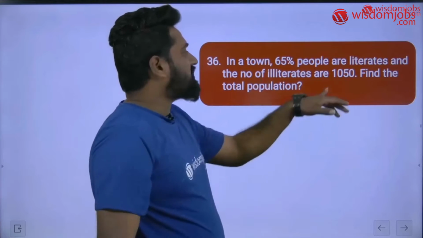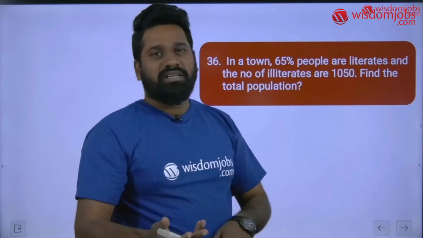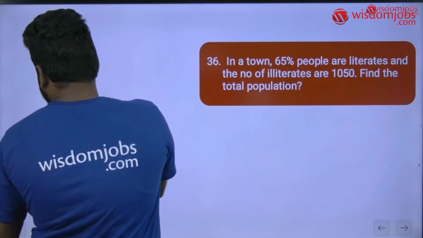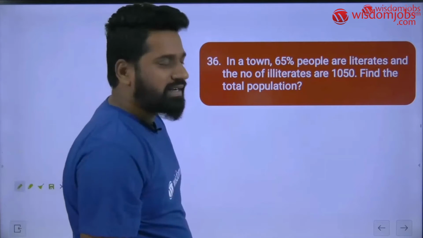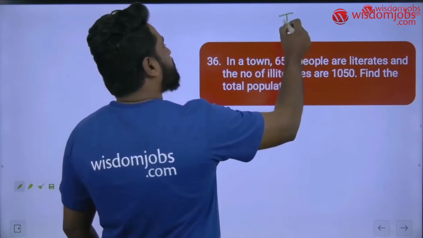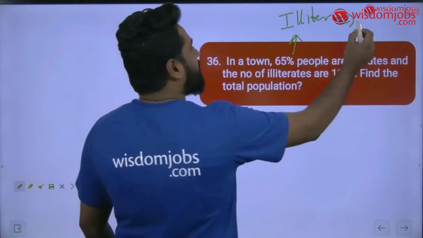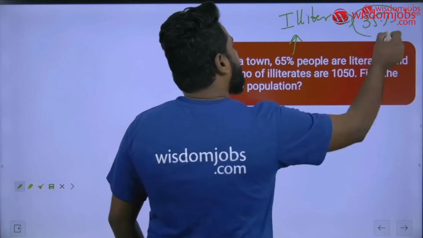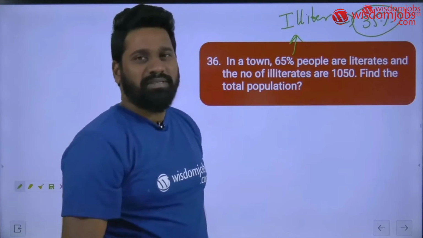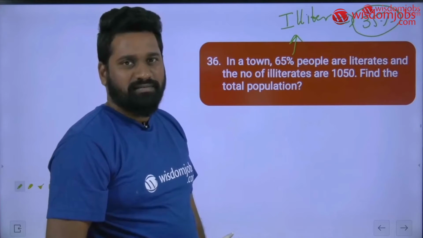Here also 65% are literates. Literates percentage is given and illiterates number is given. So the same thing, if you apply here, what does your answer become? Everybody has to do this because it's very simple, right? So 65% is literates definitely, then illiterates becomes how much percentage? 100 minus 65, that is 35% becomes illiterates. In terms of percentage, illiterates are 35%. In terms of number, illiterates are 1050. That's all. Is it clear?